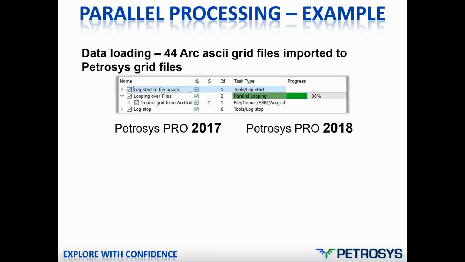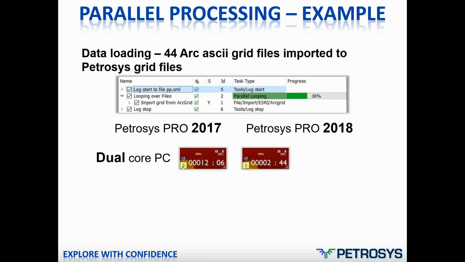So what we've done here is to show you what the comparative speeds would be between Petrosys Pro 2017 and earlier versions and in Petrosys Pro 2018. First of all, we ran this task with a dual-core PC and it took just over 12 minutes in Petrosys Pro 2017. In 2018, it took under 3 minutes, so it was 4.5 times faster.